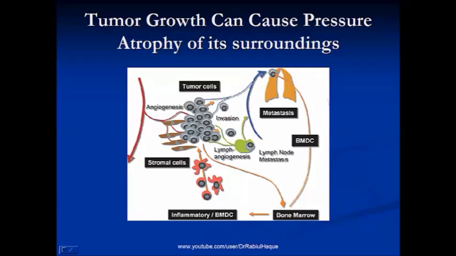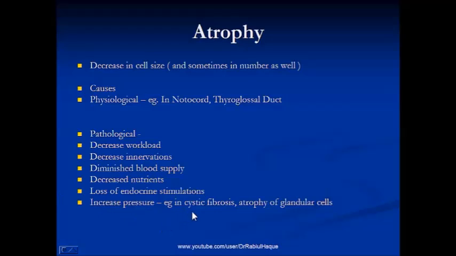Another example of pressure atrophy is in cystic fibrosis. Now what is cystic fibrosis? Cystic fibrosis is a genetic disorder where we have defective chloride channel formation. Normally chloride channels are one type of protein. All channels are in fact proteins. So the chloride channel is also a protein, but it was not created properly. There was misfolding of the chloride channel protein due to a mutation in the CFTR gene.